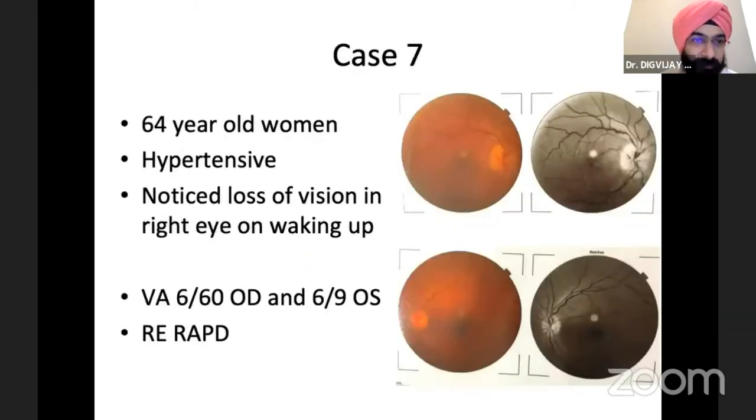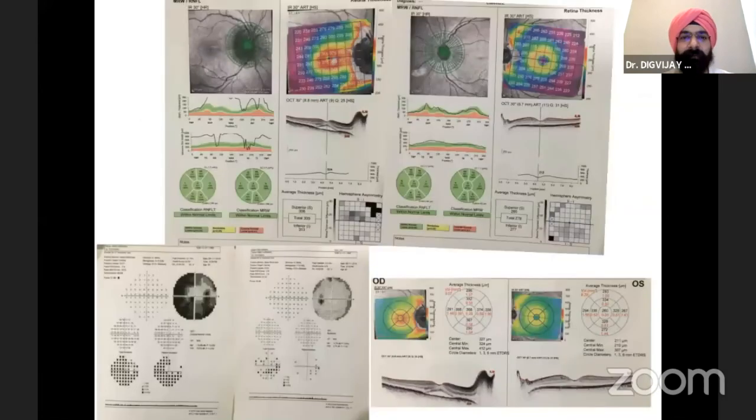The next case is a case of an elderly woman who has hypertension, who had a vision loss on waking up in the morning one day. As you can see, the vision in the right eye is less, the left eye looks normal. If you look at the disc in the right eye, you can see that there is a slight edema, there is a sense of pallor in the disc.